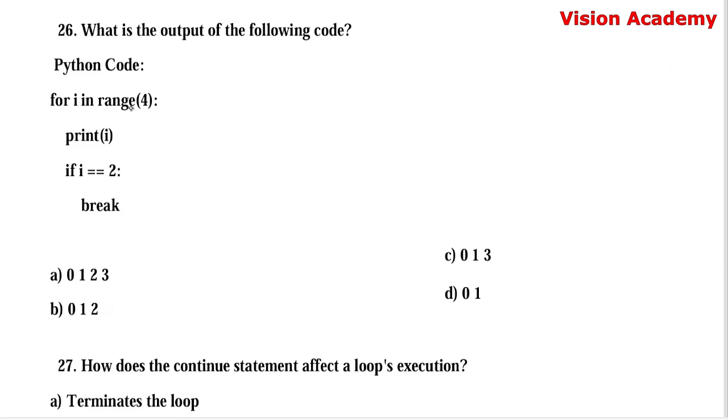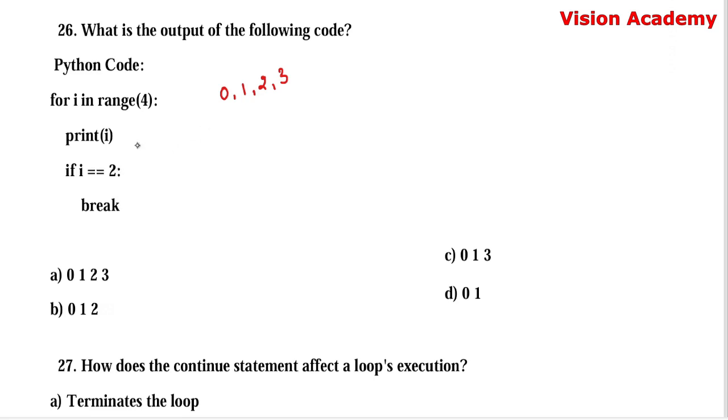Here you can observe for i in range(4) is given, so the upper limit is exclusive. Whenever we write the range function in a for loop, it always begins with 0, 1, 2 and stops at 3. But here the condition is given: if i is equal to 2, then break. So the entire control will come out of this for iteration without printing after i is equal to 2.